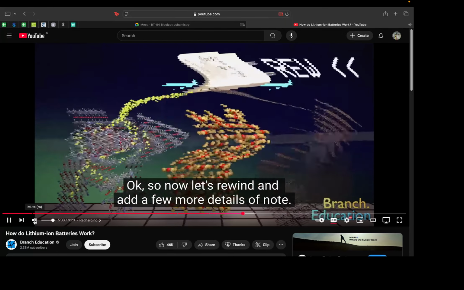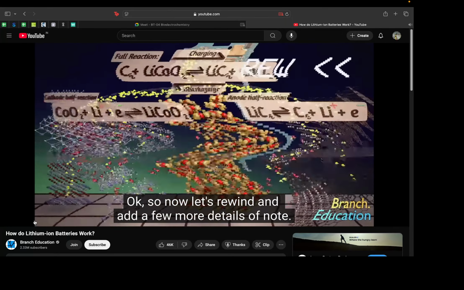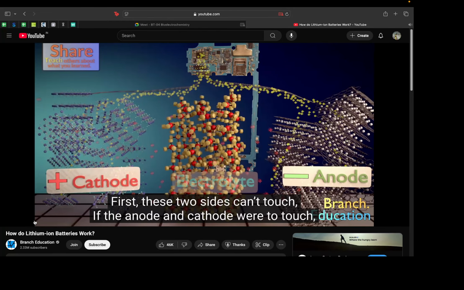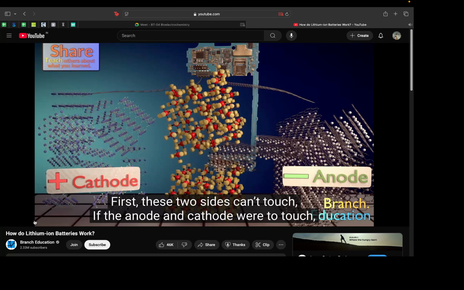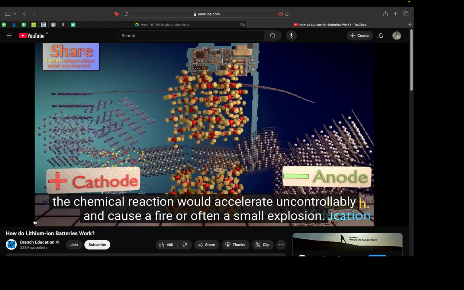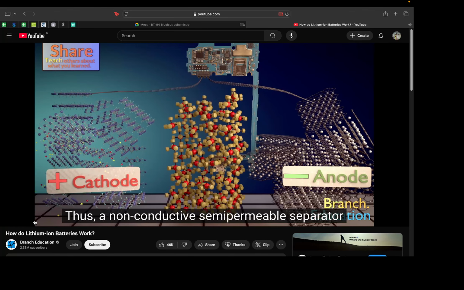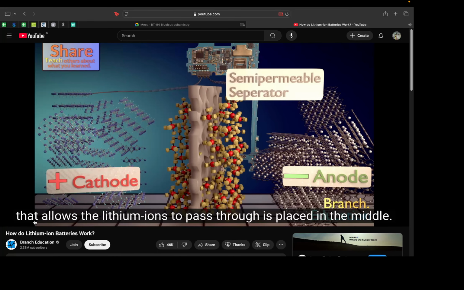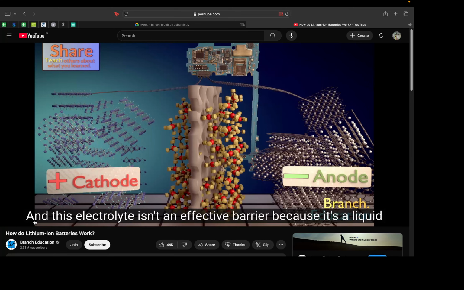Let's rewind and add a few more details of note. First, these two sides can't touch. If the anode and cathode were to touch, and if there were any lithium left in the graphite, the chemical reaction would accelerate uncontrollably and cause a fire or often a small explosion. Thus, a non-conductive semi-permeable separator that allows the lithium ions to pass through is placed in the middle. And the electrolyte isn't an effective barrier because it's a liquid.